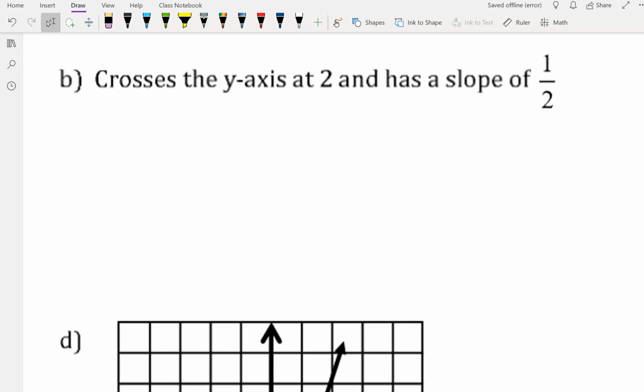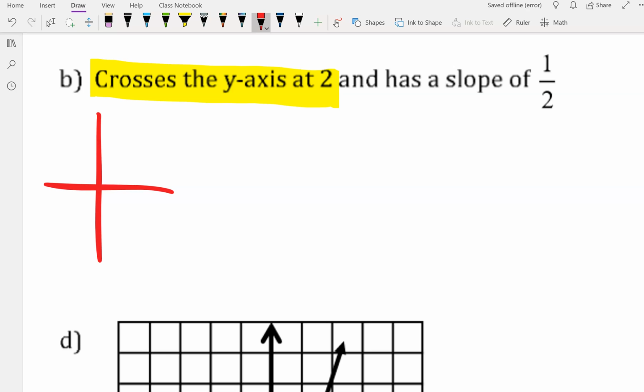So the next one says it crosses the y-axis at 2. That means that your line intercepts the y-axis at 2, meaning it has a point at 2 on the y-axis. And then it has a slope of up 1 over 2. So it looks something like, I don't know, something like that.